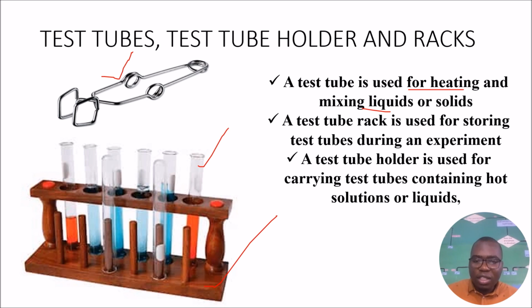So a test tube rack is used for storing test tubes during an experiment. When you're doing an experiment, you put some solution in here, you want to refer back to it, you can put it standing using a test tube rack. A test tube holder is used for carrying test tubes containing hot solutions. When the boiling tubes are hot, you can use it for carrying them instead of using your bare hands.